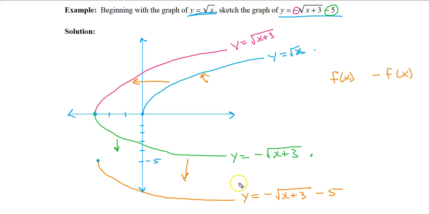So that's how these shifts work. Left, right, up, down, reflections about the x and y axes. Let's take a look at another example.